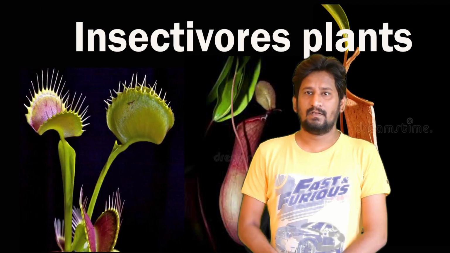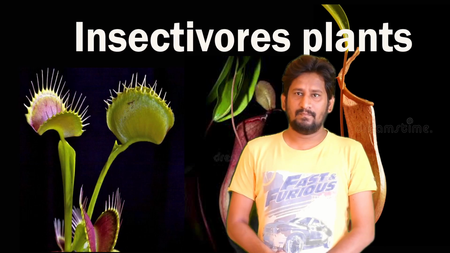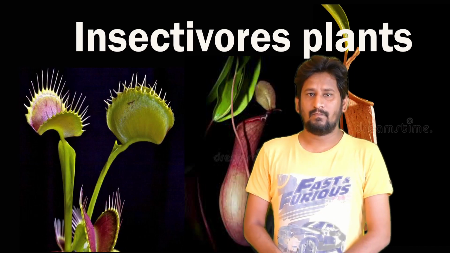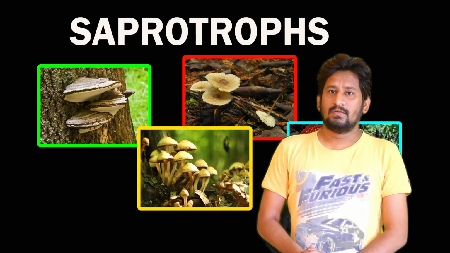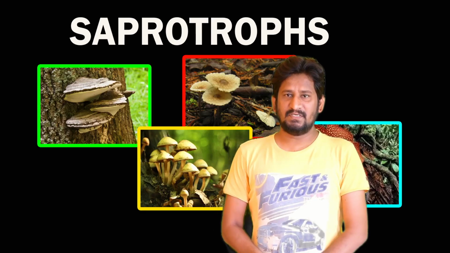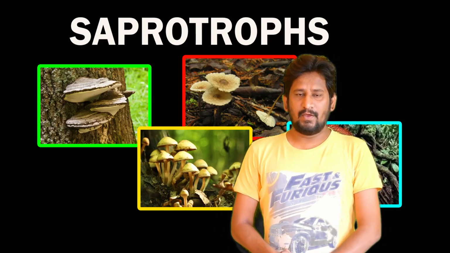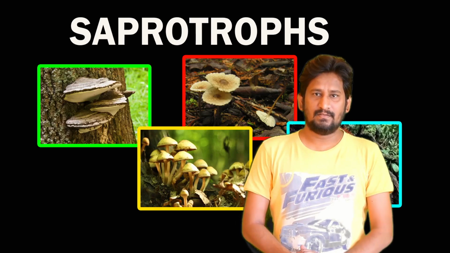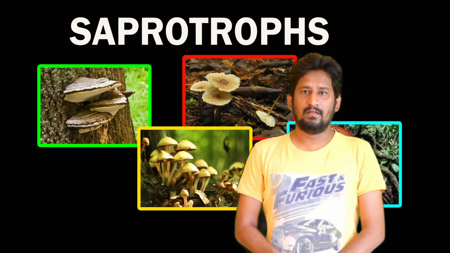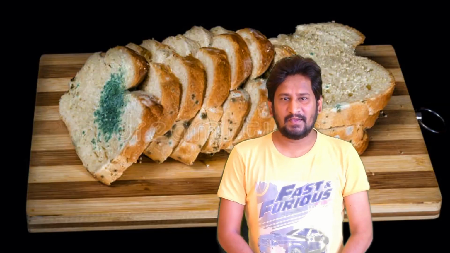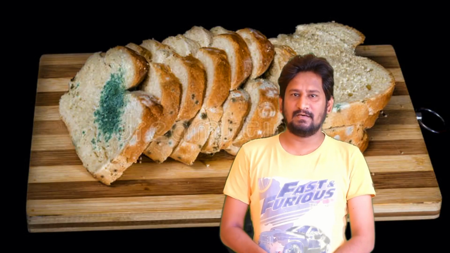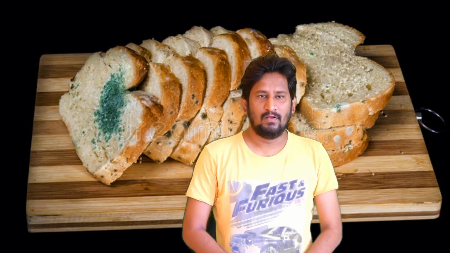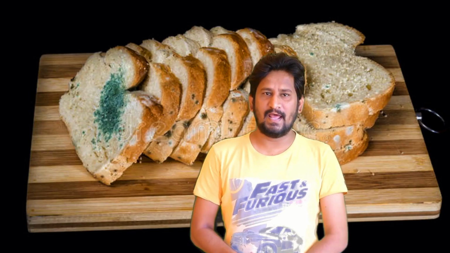Insectivorous plants. There are a few plants which can trap insects and digest them. For example, pitcher plant. Point number 1.4 saprotrophs. Many fungi derive nutrition from dead and decaying matter. They are saprotrophs. For example, mushroom, fungi. Fungi on bread, cotton-like thread spread on a piece of bread. These organisms are called fungi. Organisms taking nutrients from dead and decaying matter is called saprotrophic nutrition.